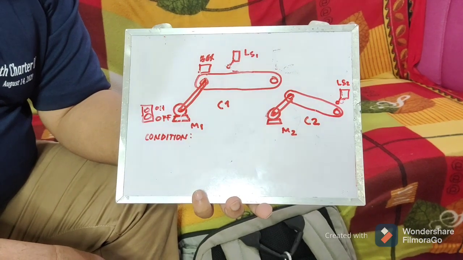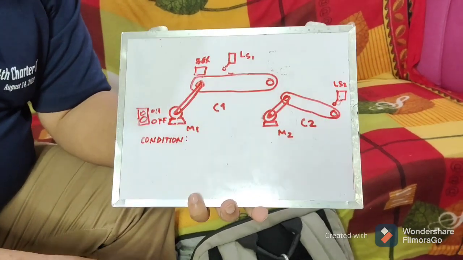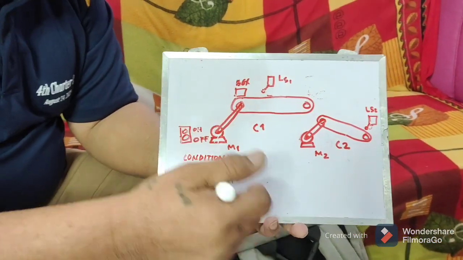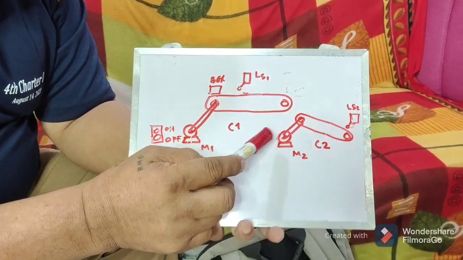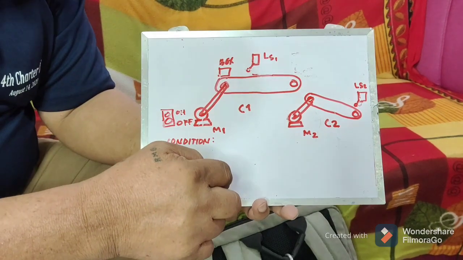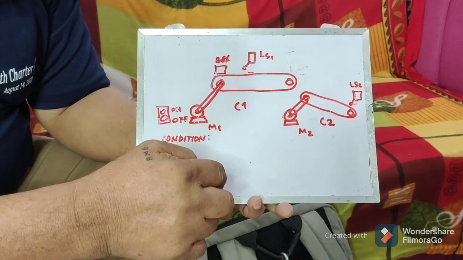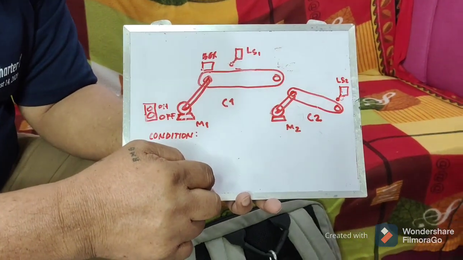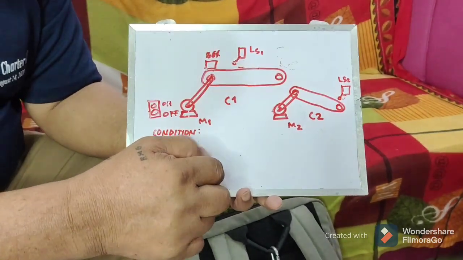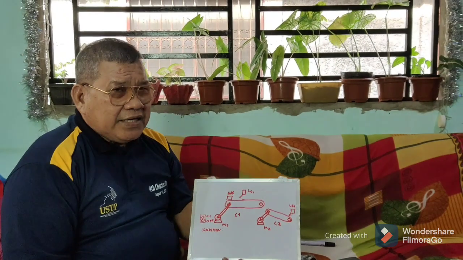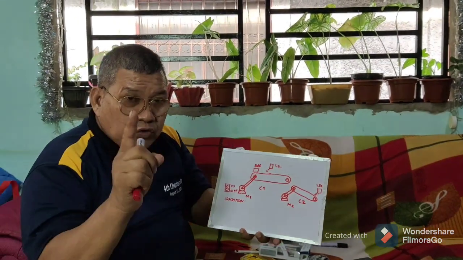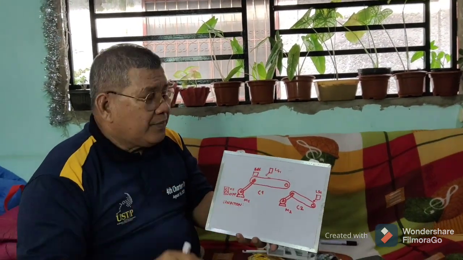So I hope you get it. So what you will do, draw the power circuit, okay, and the control circuit of both. I hope you get it. That is part of your final exam. Now, that is condition number 1.